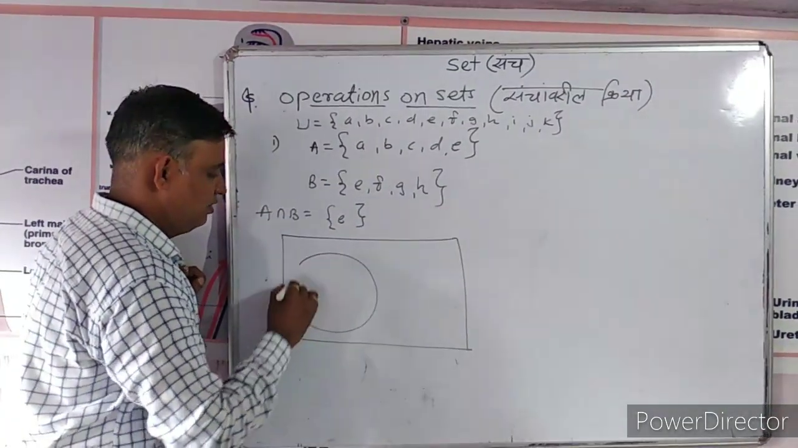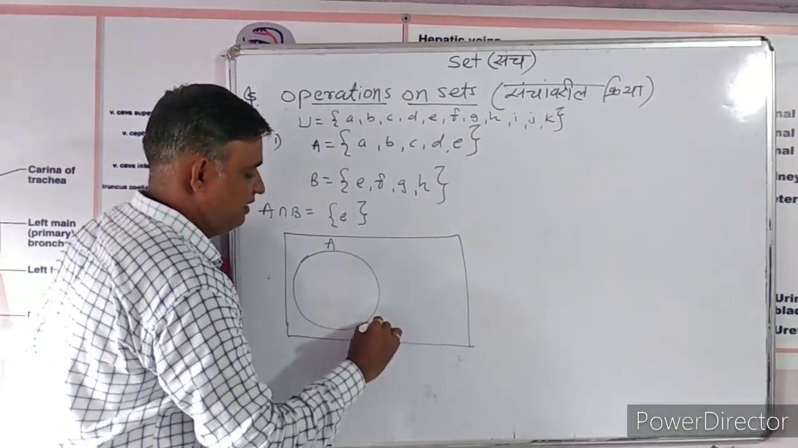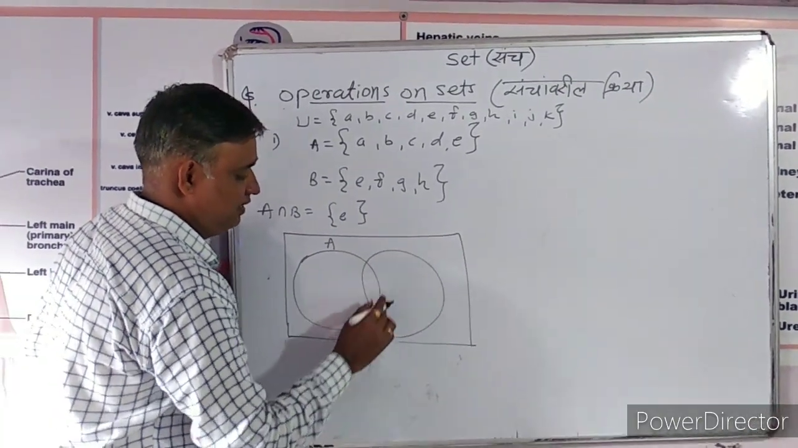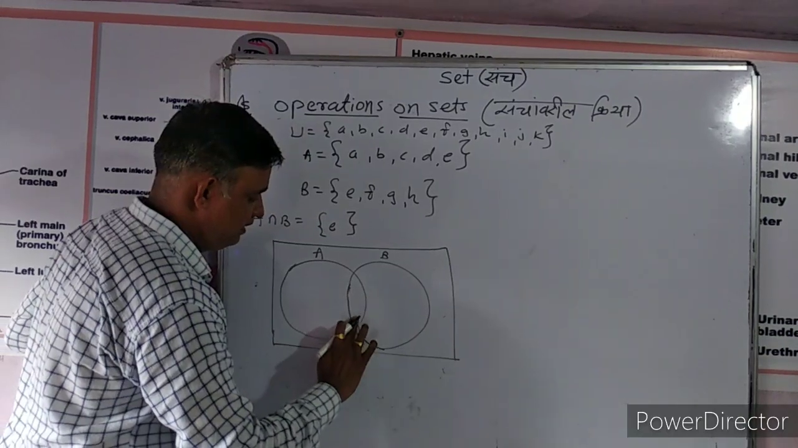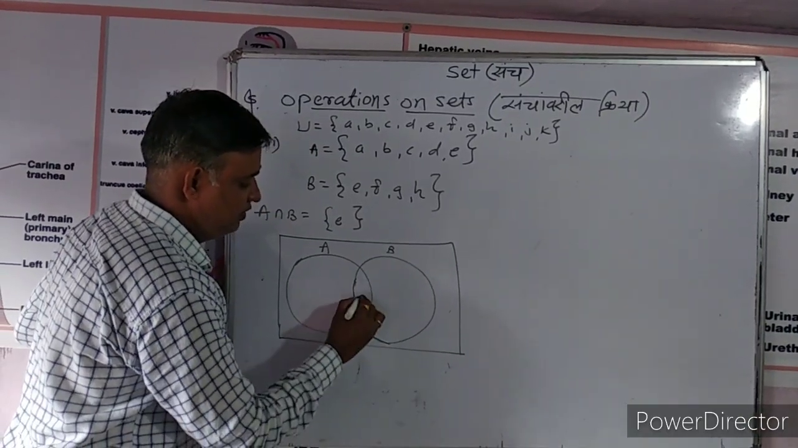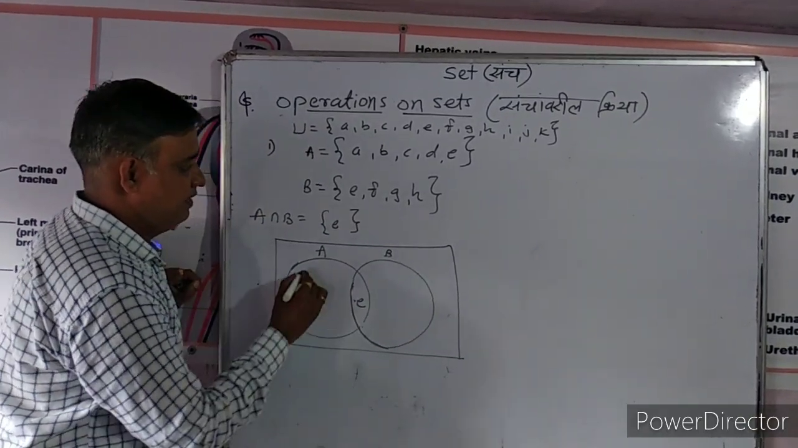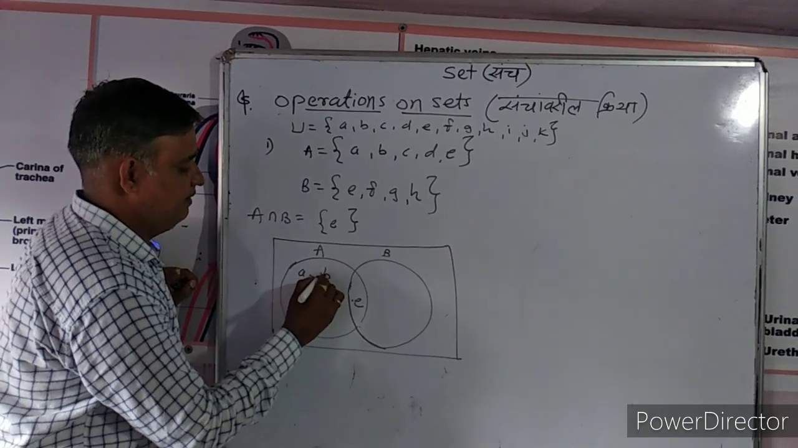And when we show set A and set B, E is there in the common part, and all elements are A, B, C, D.